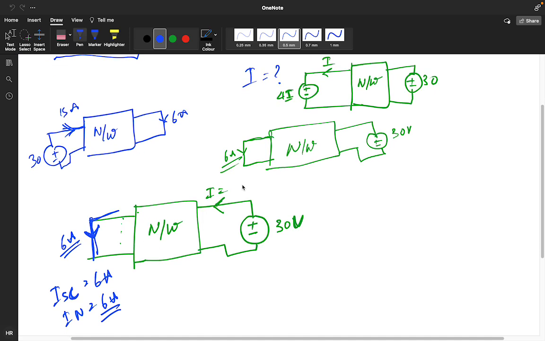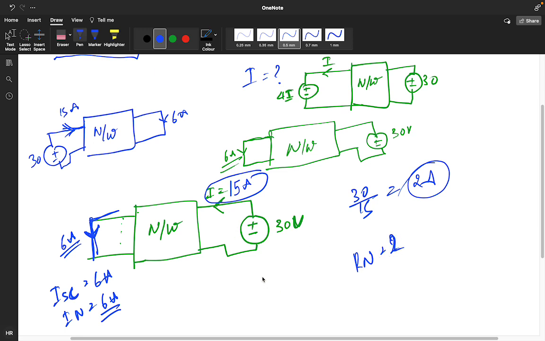So for finding the value of RN, here you have the I value, how much? 15. What is 30 divided by 15? 2. So your RN value is 2 directly. So we got the value of IN, that is 6 ampere. We got the value of RN, that is 2, and we need to find the value of I when it is connected to 4 ohm. This current you need to find.